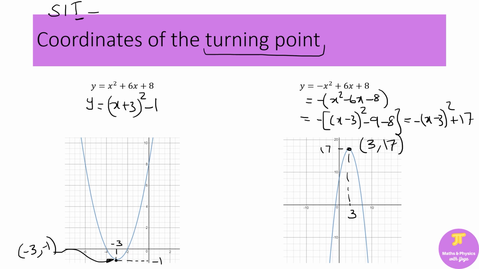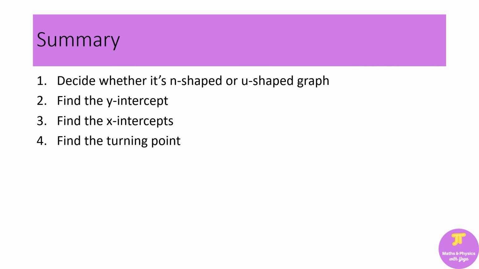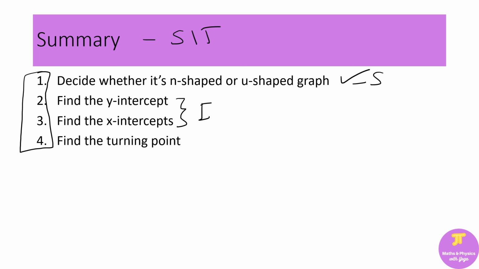So this is how you plot a quadratic function. To summarize, we need to follow this four-point approach. The first one is we need to find the shape. The second one is we need to find the intercepts, y-intercept and x-intercepts, and the fourth one is finding the turning point using completing the square.